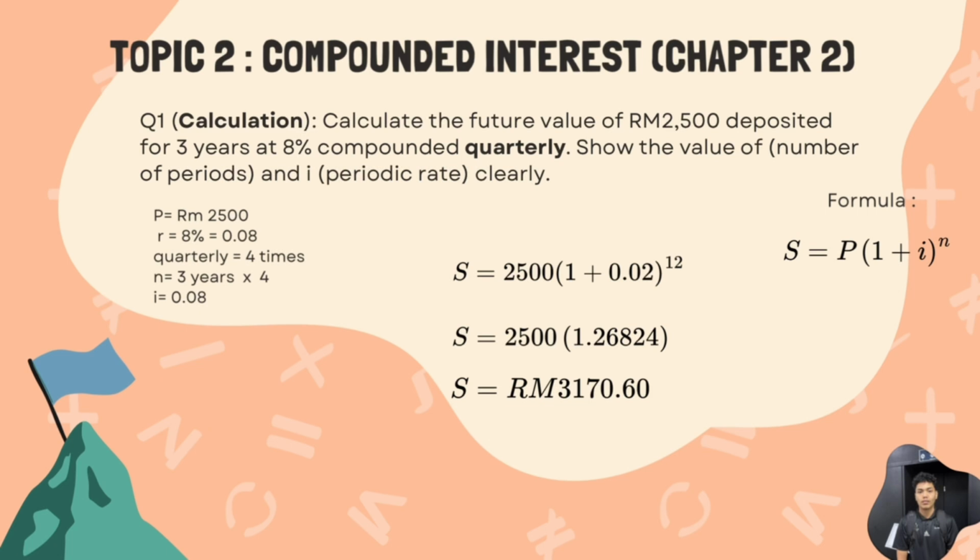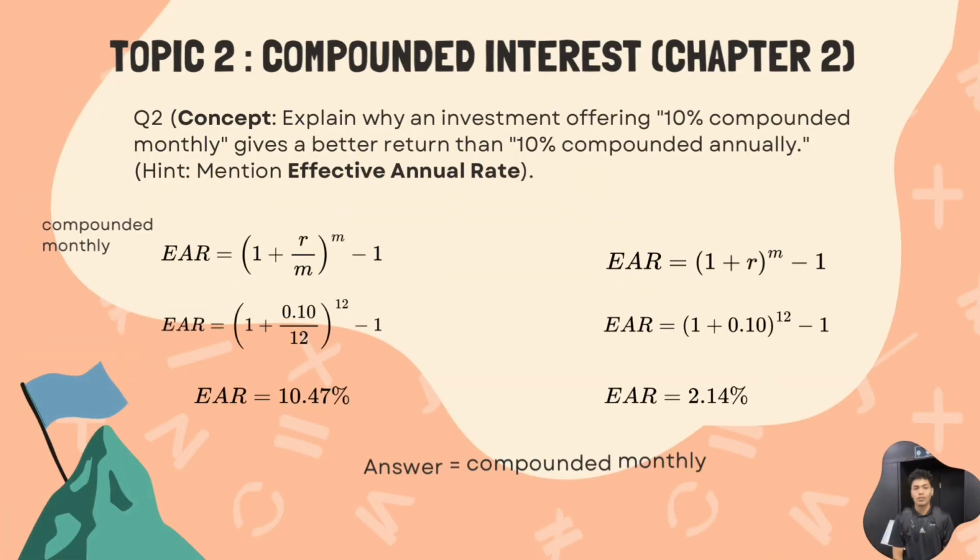So you just key in the numbers like P, interest and N. So you need to calculate the bracket first. Or you can just key in the whole thing on the calculator directly. So you will get the answer, which is RM3,170.60.